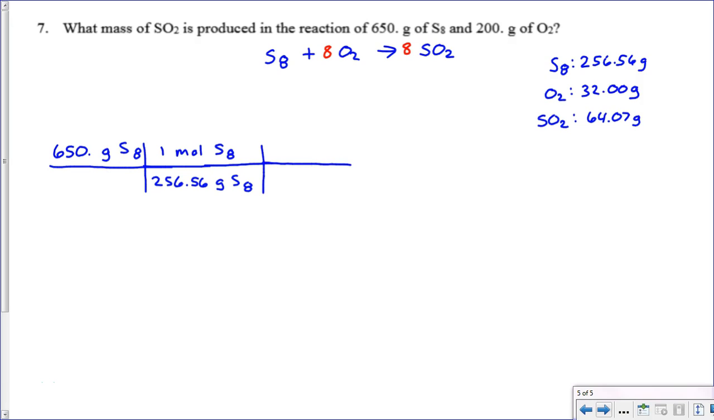All right, then we're going to use the coefficients to get from moles of S8 to moles of SO2. So there's 1 mole of S8 for every 8 moles of SO2 that we produce. And then as a last step, we need to get from moles of SO2 to grams of SO2, so we're going to use that molar mass for SO2. We know that in 1 mole of SO2, that it is 64.07 grams of SO2.